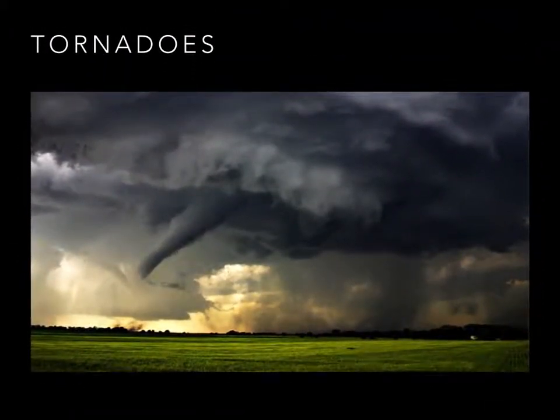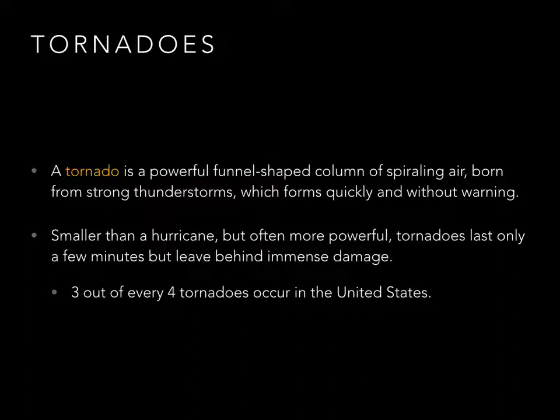Tornadoes. Unlike hurricanes, which you can see coming and which form over a few days, a tornado is a really powerful column of spiraling air that comes from strong thunderstorms, and it forms quickly without warning. It's smaller than a hurricane, but more powerful, and it only lasts a few minutes, but it leaves behind really immense damage. 3 out of 4 tornadoes occur in the United States.